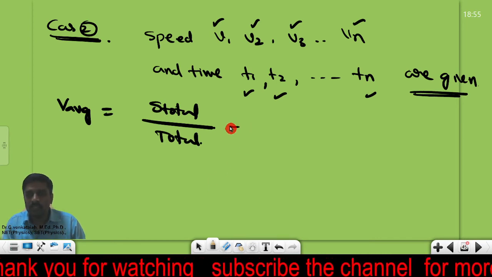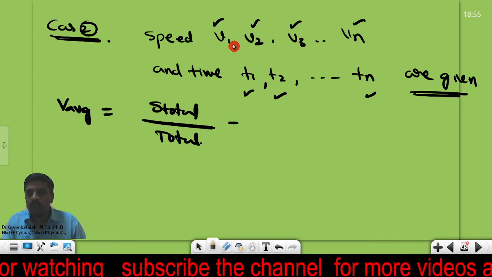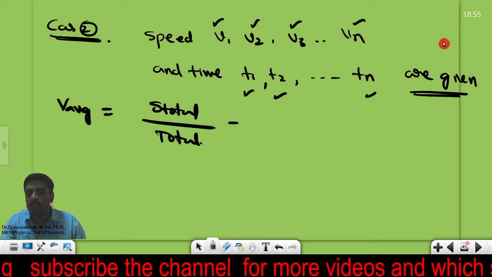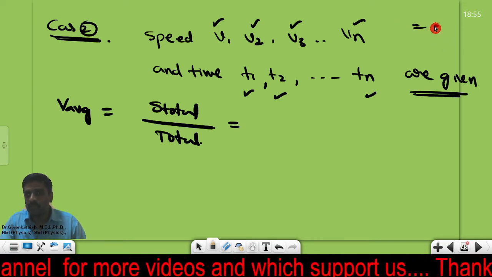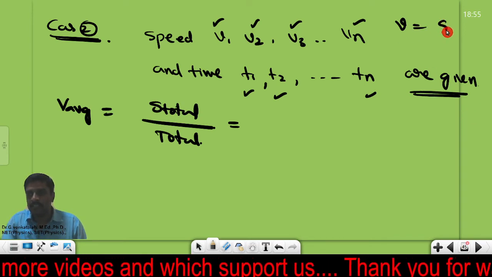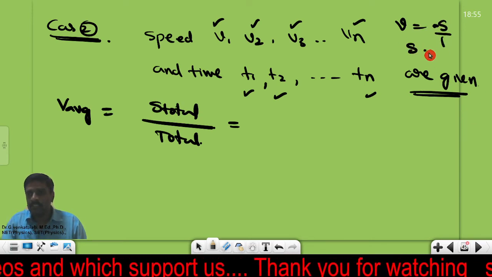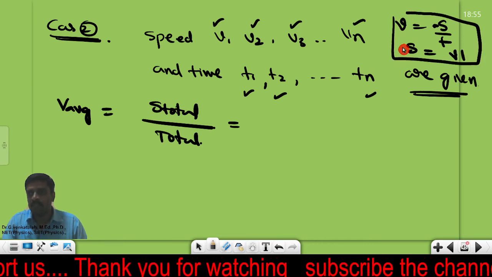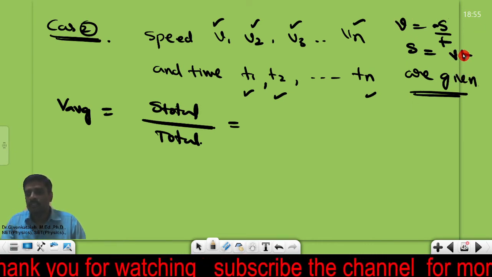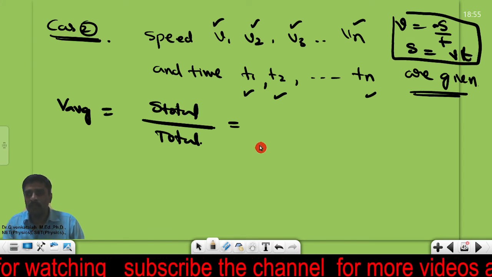But S total is equal to, there we don't have it, but one formula is there: speed is equal to distance by time. So speed v is equal to distance by time. So that distance is equal to speed into time. This is the formula we are having. Are you getting it or not? Distance equals speed into time.